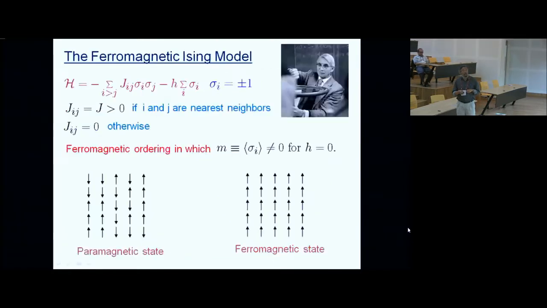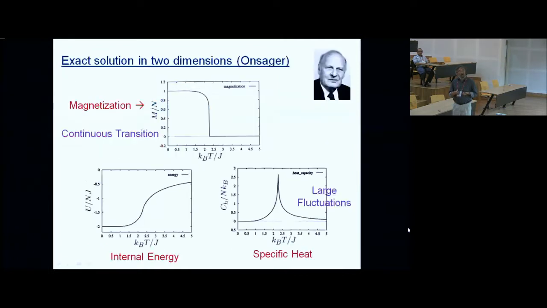But the important thing is that in the ferromagnetic state, the majority of the spins will be pointing in the same direction. In the paramagnetic state, half of them will be pointing in one direction, half of them in the other direction. So the paramagnetic state preserves the symmetry of the Hamiltonian. It doesn't distinguish between up or down, whereas the ferromagnetic state does, in the sense that the system picks a state where nearly all the spins are pointing in the same direction.